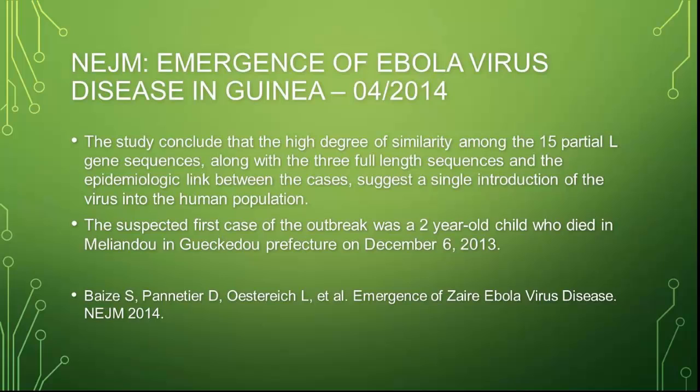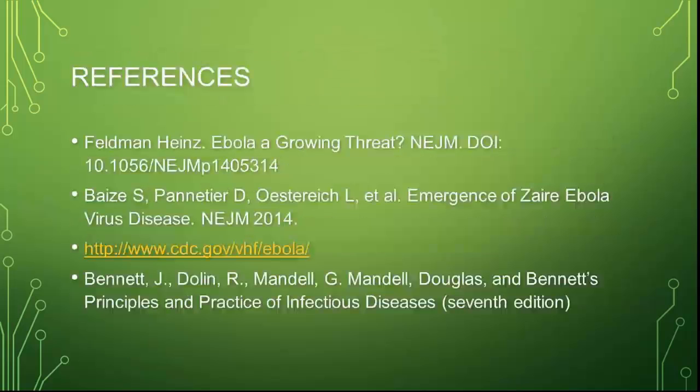The study concluded that the high degree of similarity among the 15 partial L gene sequences along with the 3 full-length sequences and the epidemiologic link between the cases suggests a single introduction of the virus into the human population. The suspected first case of the outbreak was a 2-year-old child who unfortunately died in Meliandou around December 6, 2013. According to the research they did on the demographic data, it traced back to that case. And that's pretty much it.